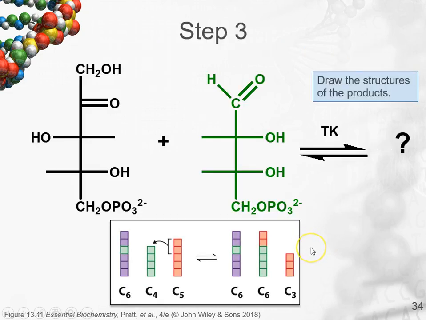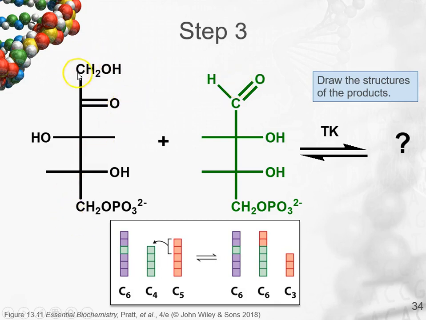All right, I've given you the structures of the reactants, and hopefully you can draw the products. Again, it's a transketolase, so we have a ketose and an aldose. We have a 5-carbon ketose and a 4-carbon aldose. A transketolase transfers 2 carbons at a time. The ketose is the donor of the 2 carbons. The aldose is the acceptor.